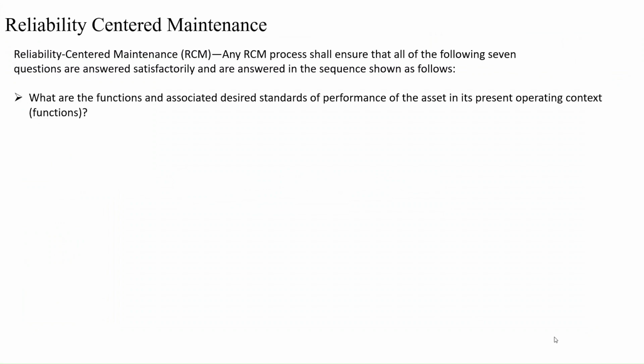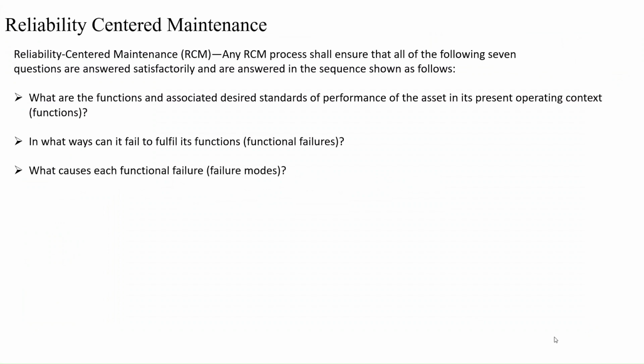Reliability-Centered Maintenance, RCM. Any RCM process shall ensure that all of the following 7 questions are answered satisfactorily and are answered in the sequence shown as follows. What are the functions and associated desired standards of performance of the asset in its present operating context? Functions. Example: pump producing certain pressure and flow. In what ways can it fail to fulfill its functions? Functional failures. What is counted as failure? What causes each functional failure? Failure modes. Say what could be reason for low pressure or flow.